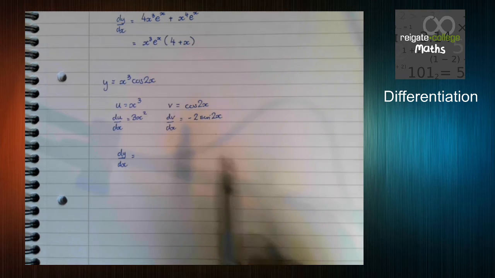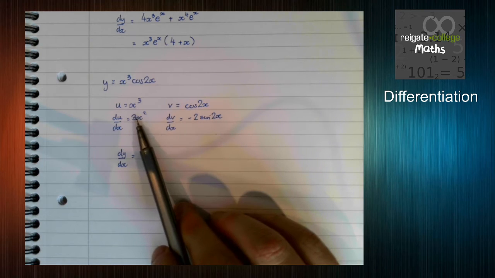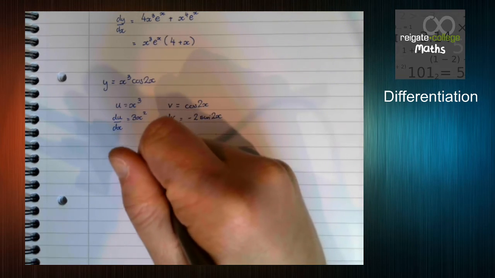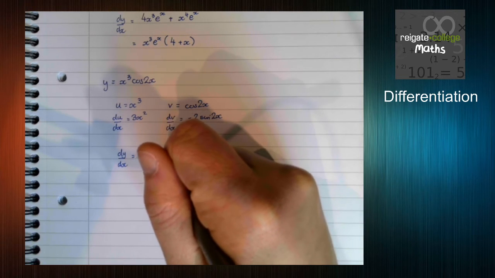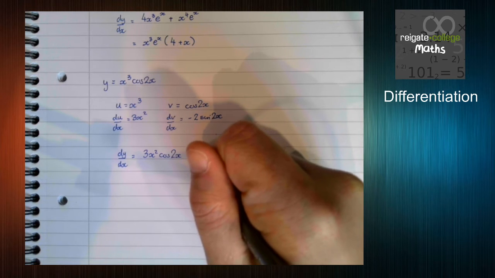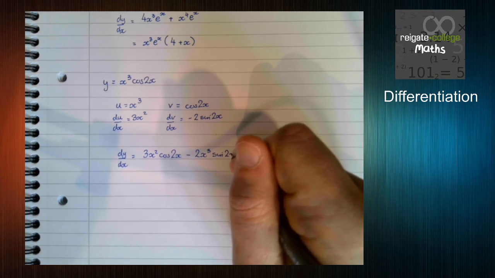Why would I want to do that? Well, I don't like having minuses on the front of my answers, is the only reason. So, I'm going to do v du plus u dv. So, we're going to have 3x squared cos 2x minus 2x cubed sine 2x.